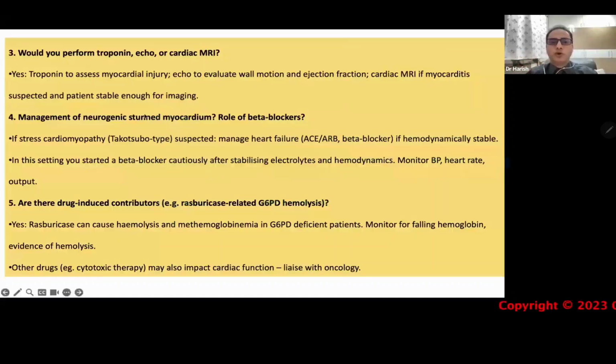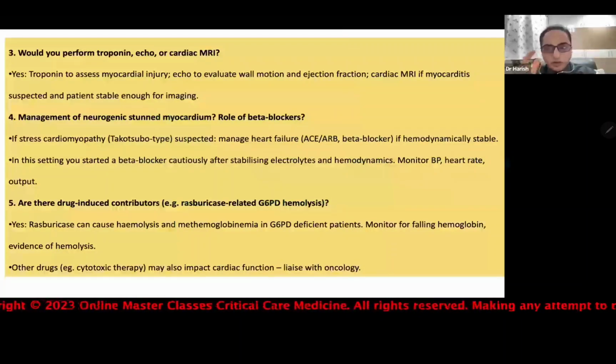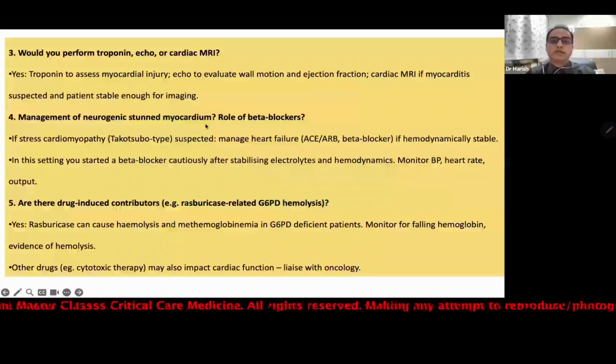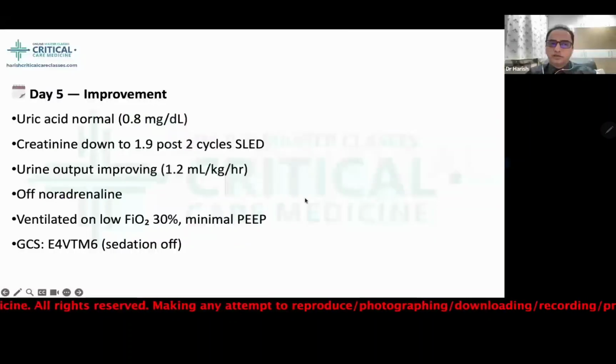So another reason why we can have cardiac dysfunction is if the patient is on cardiotoxic chemotherapy. So anthracycline, okay, Adriamycin, daunorubicin-based chemotherapy, these are all cardiotoxic chemotherapy. So these are all the reasons we need to look for when a patient is having cardiac dysfunction.